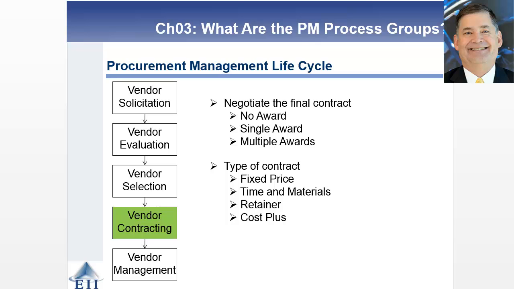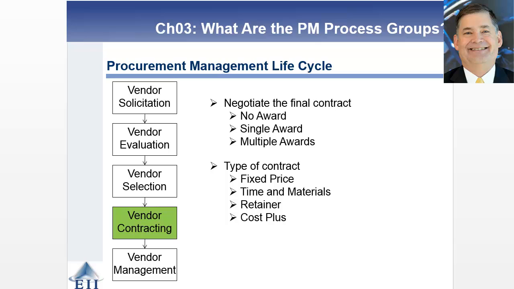And as you can see here, there are three options. You can have a no award. You can say, yep, this was the best that was proposed, but it's still not sufficient. You can have a single award, or you can award multiple companies. This last bit is very critical.